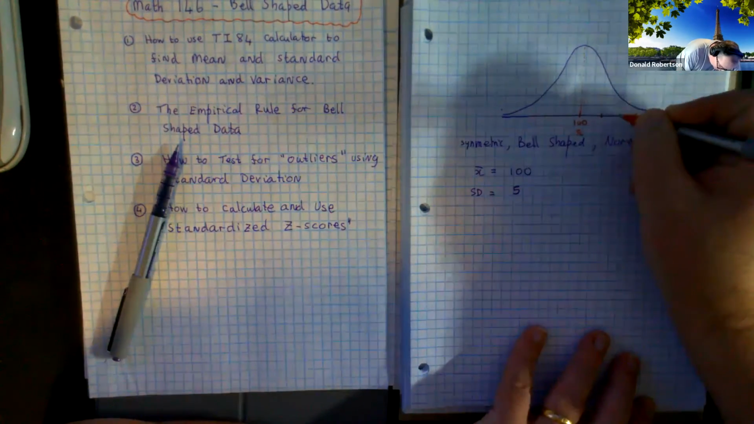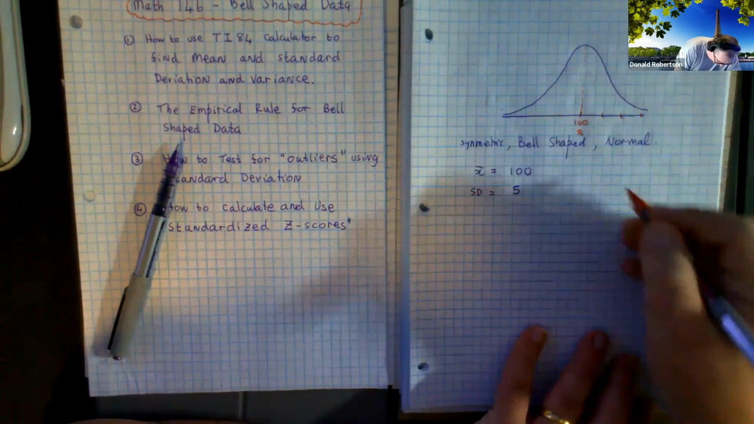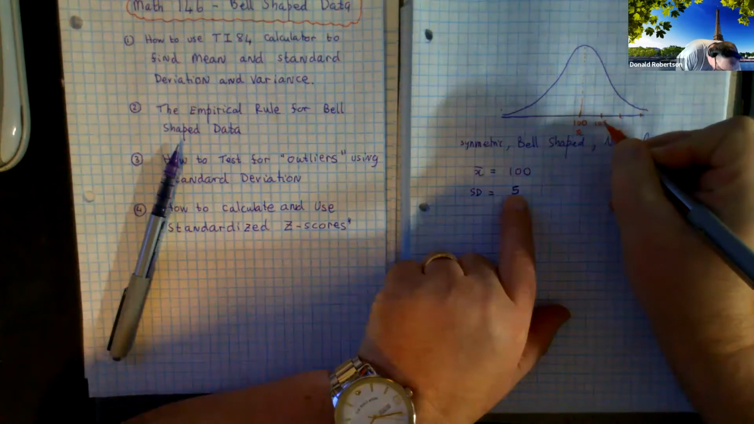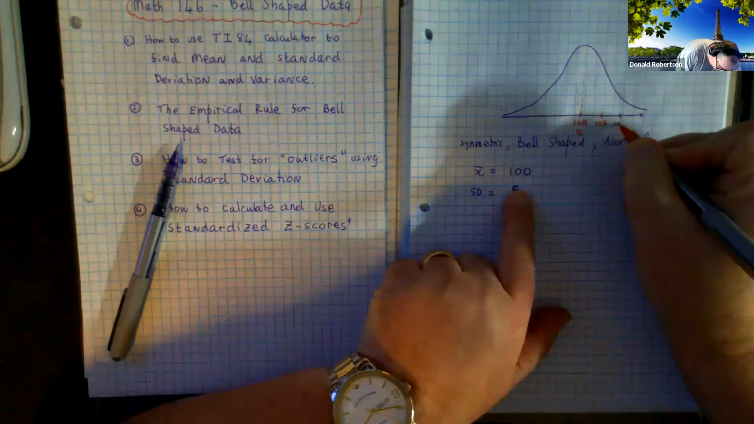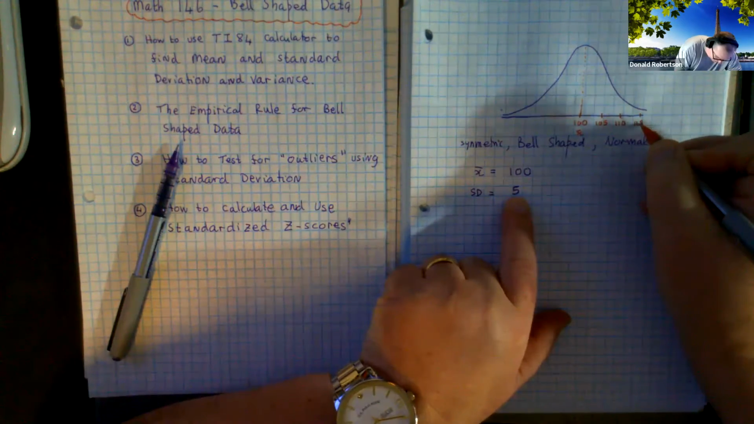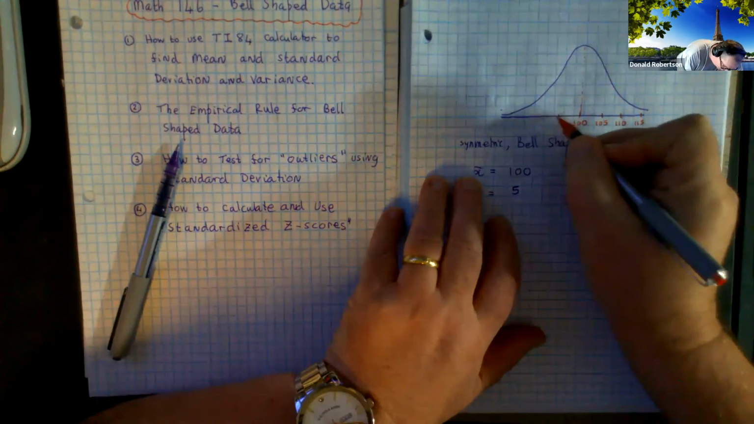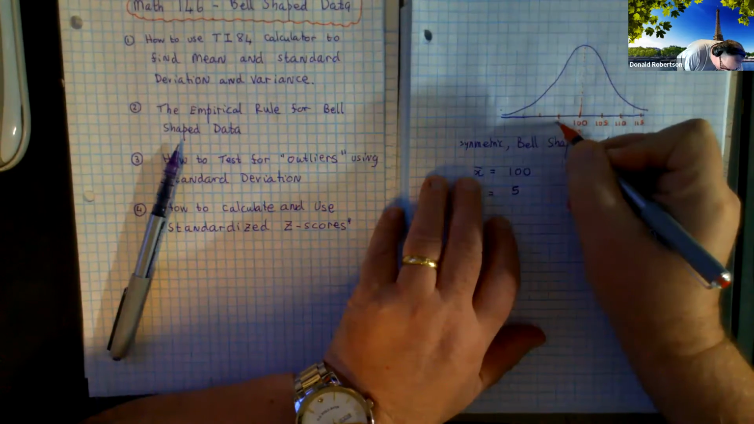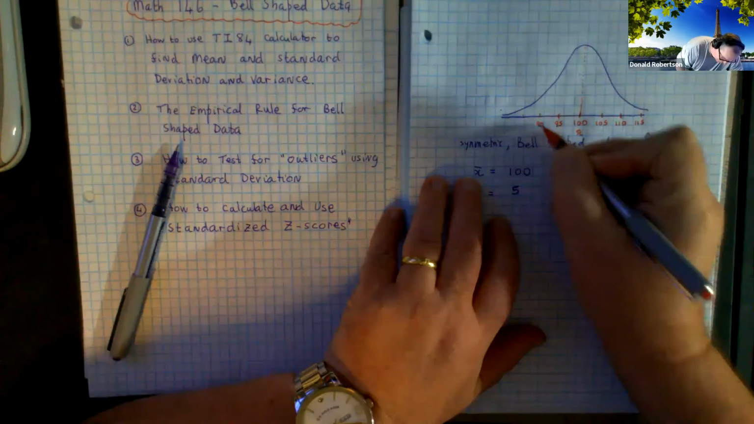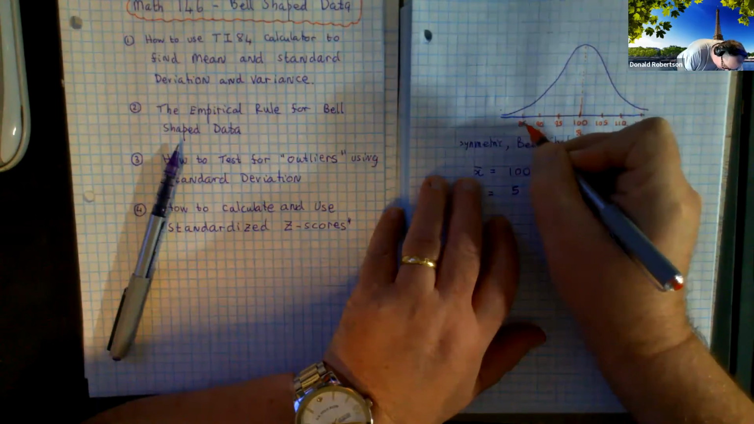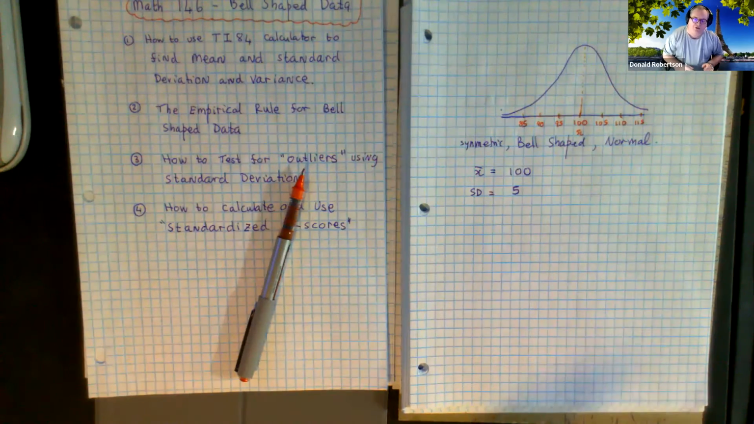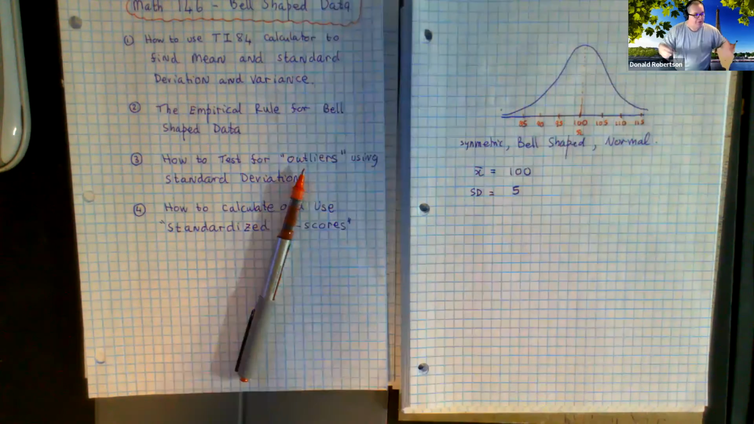And then they discovered something quite amazing. If you go 1, 2, 3 standard deviations, so the mean add 1 standard deviation takes you to 105. If you add 2 of them, it takes you to 110. And if you add 3 of them, it takes you to 115. And then if you go back the way, 1, 2, 3, you get 95 if you take 1 standard deviation, 90 if you take 2, and 85 if you take 3.